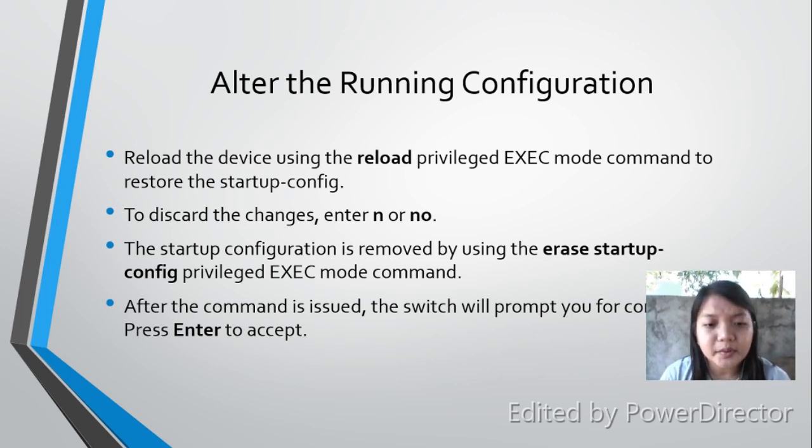Next, the startup configuration is removed by using the erase startup-config privilege exec mode command. After you put N or no, you will put erase startup-config in privilege exec mode. Then after the command is issued, the switch will prompt you for confirmation, and then press enter.